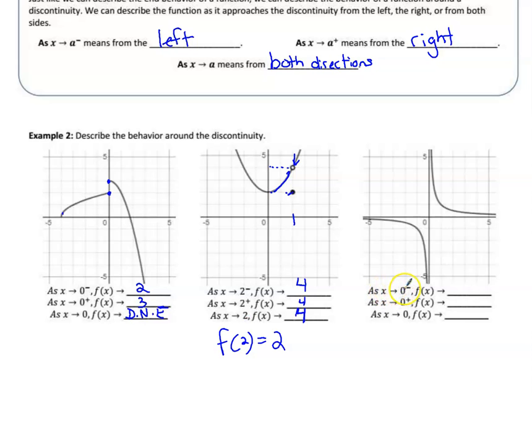And this one, as x approaches 0 from the left, if we trace our graph, we're going down forever. So we would say f of x is approaching -infinity. As we go to 0 from the right, we're going up forever, so f of x approaches infinity. And since the left and the right are not the same value, this does not exist. D-N-E. And let's move on to the other side.